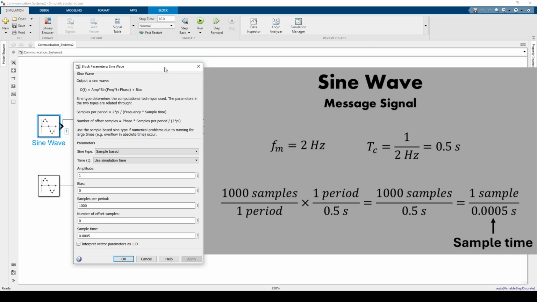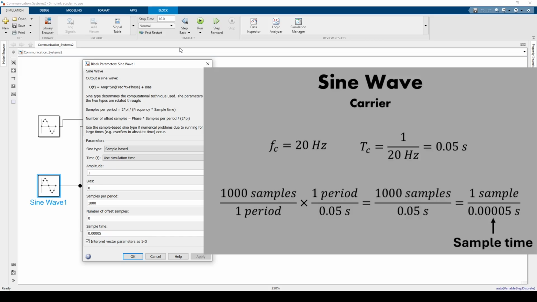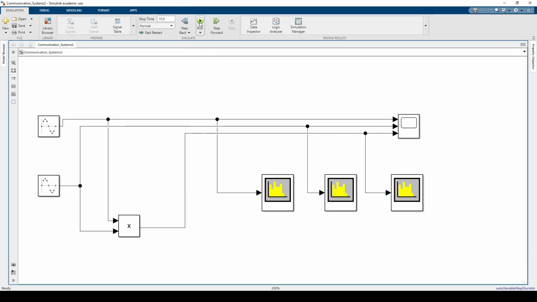0.0005 seconds. For the carrier wave of 20 Hz, 20 Hz is a period of 0.05 seconds, and with 1000 samples per one period and one period lasting 0.05 seconds, one sample would take 0.00005 seconds. We can run it.